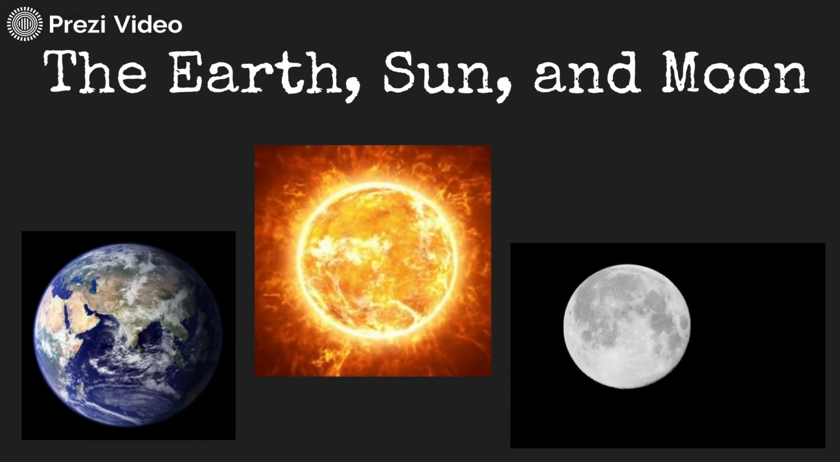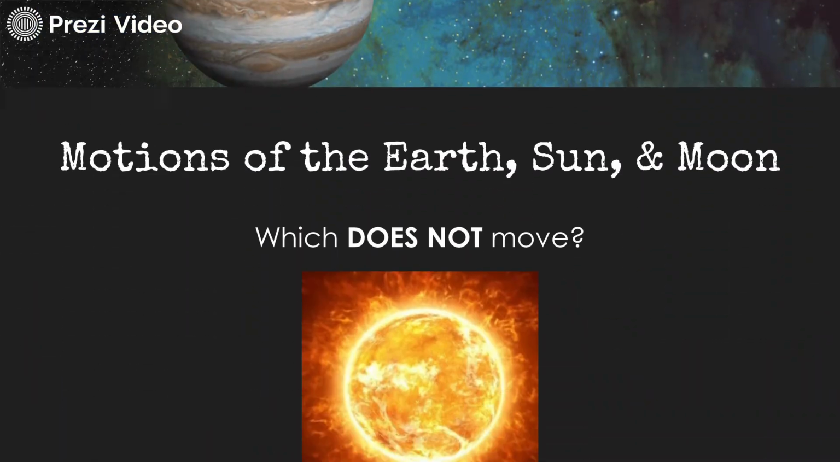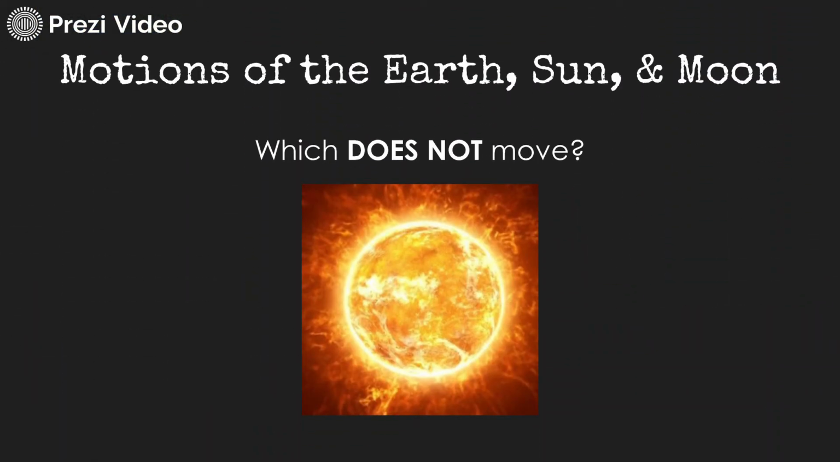Today we are looking at the Earth, Sun, and Moon. We're going to start off with a simple question. Which of those three does not move? And you get a little hint there if you know what that is. Of those three, which is the one that does not move in our solar system?